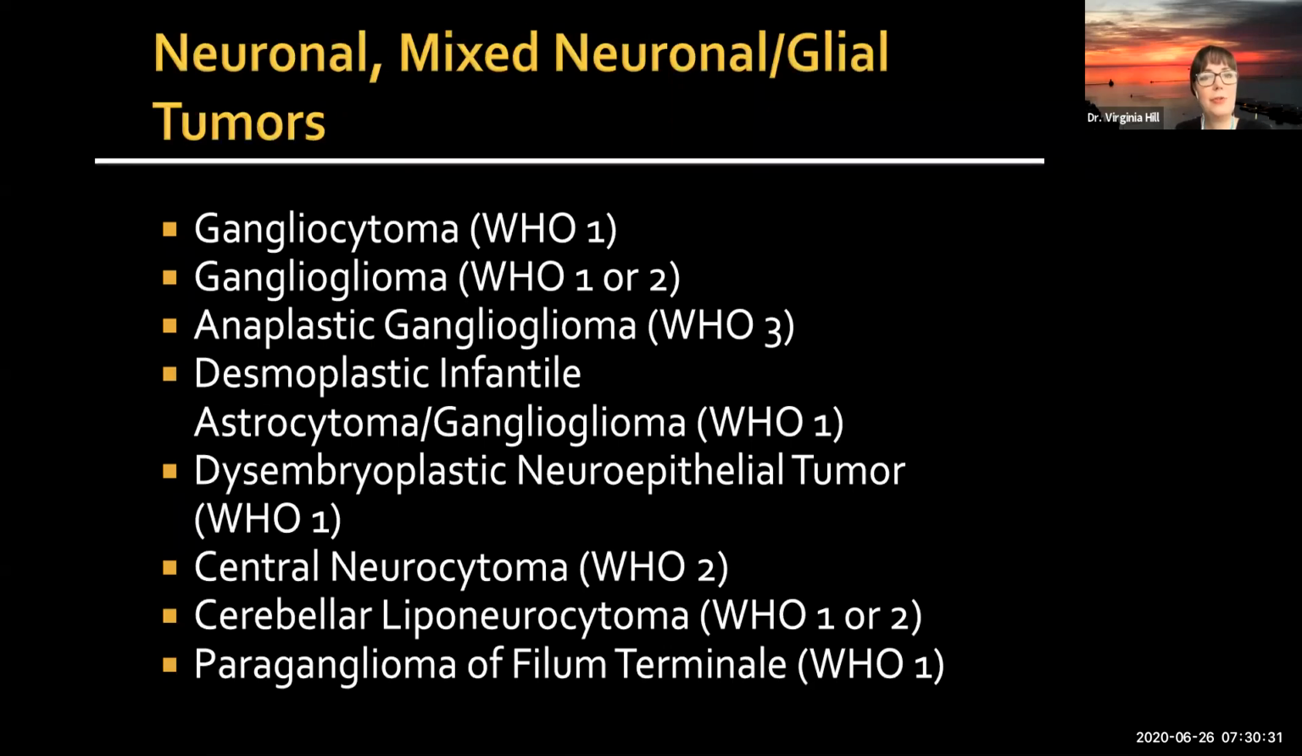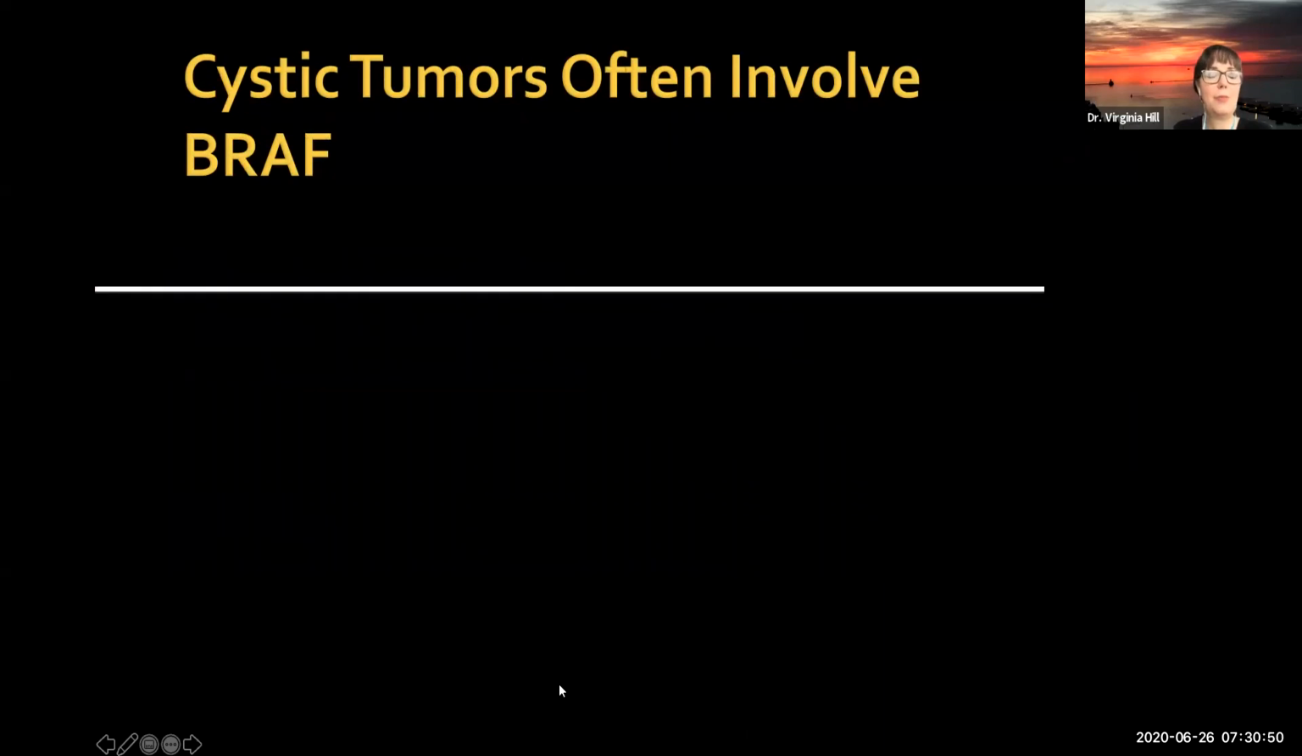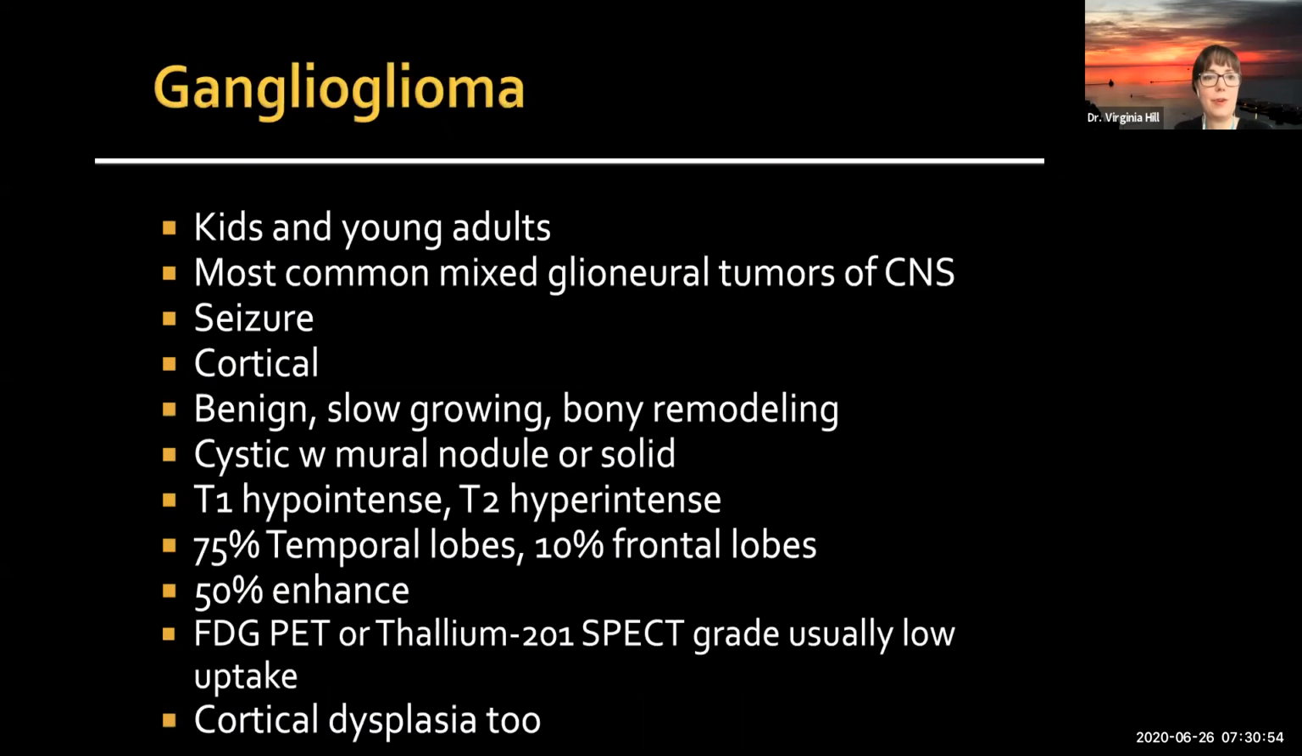So that leads us into the neuronal, mixed neuronal and glial tumors, which include gangliocytoma, gangliogliomas, desmoplastic infantile astrocytomas, DNETs, neurocytomas, and some others that are less common. It's important to remember cystic tumors often involve BRAF alterations.